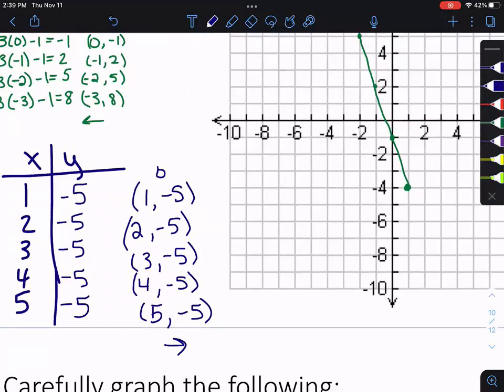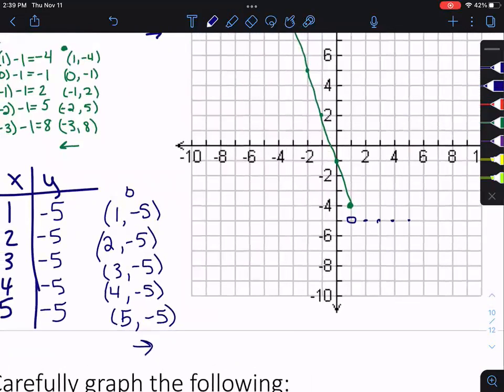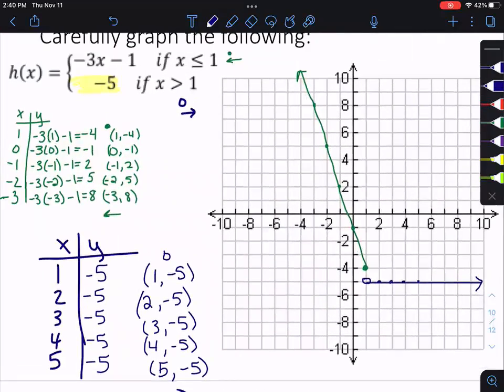And then when we graph (1, negative 5), we want to make sure to use an open circle. Then we're going to graph the rest of our points, and our arrow for this is going to head to the right. So our arrow in that case will look like that. So here's our final graph.